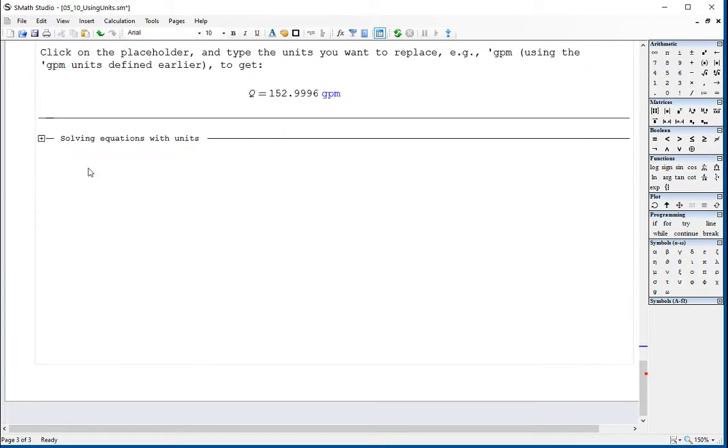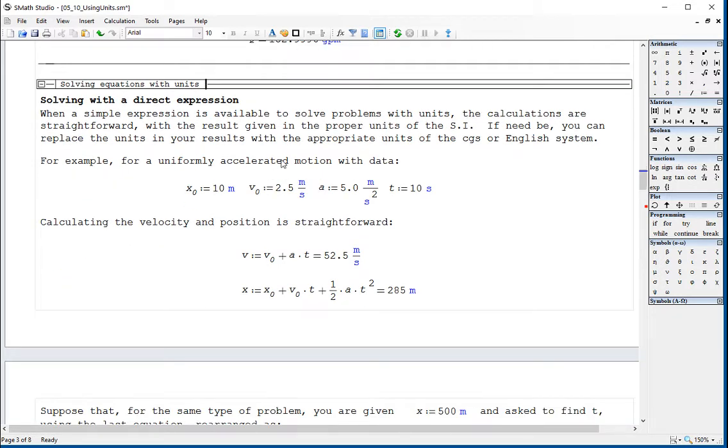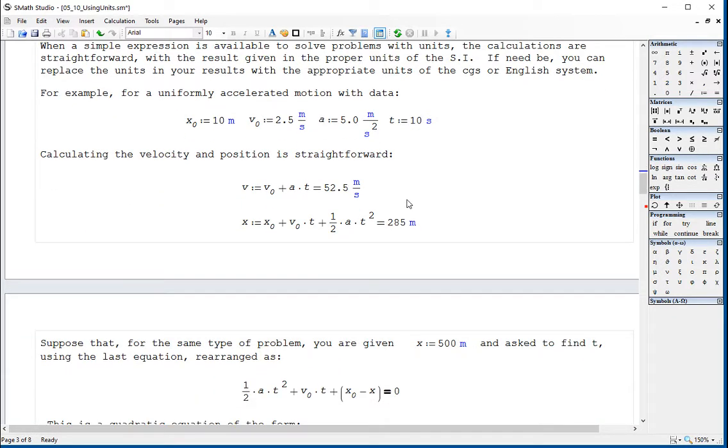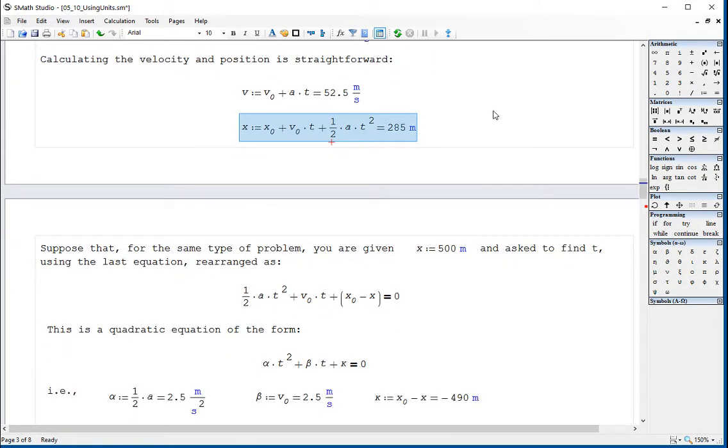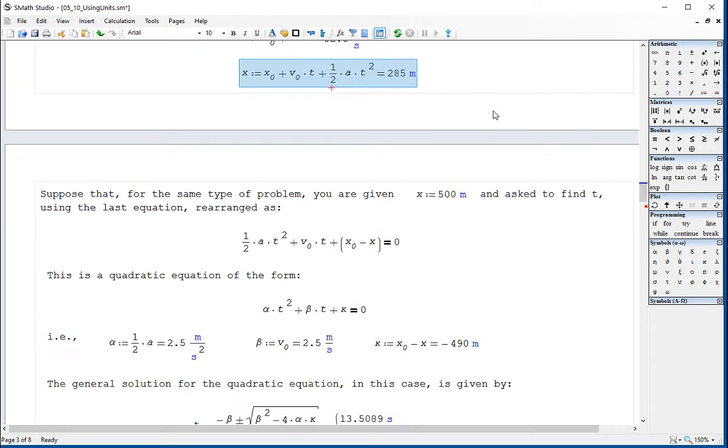Now, solving equations with units. When a simple expression is available to solve problems with units, the calculations are straightforward. So in a uniform accelerated motion, you know that the x position 0 is 10 meters, initial velocity 2 meters per second, acceleration 5 meters per second squared, and time 10 seconds. You can calculate your final velocity and you find a position in this way, and that's straightforward. The units are handled straightforwardly.